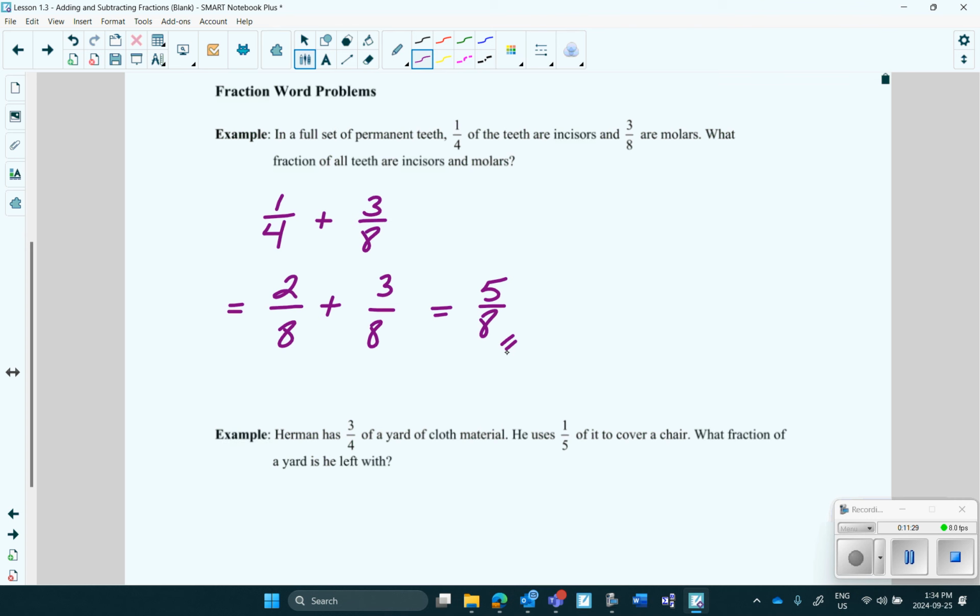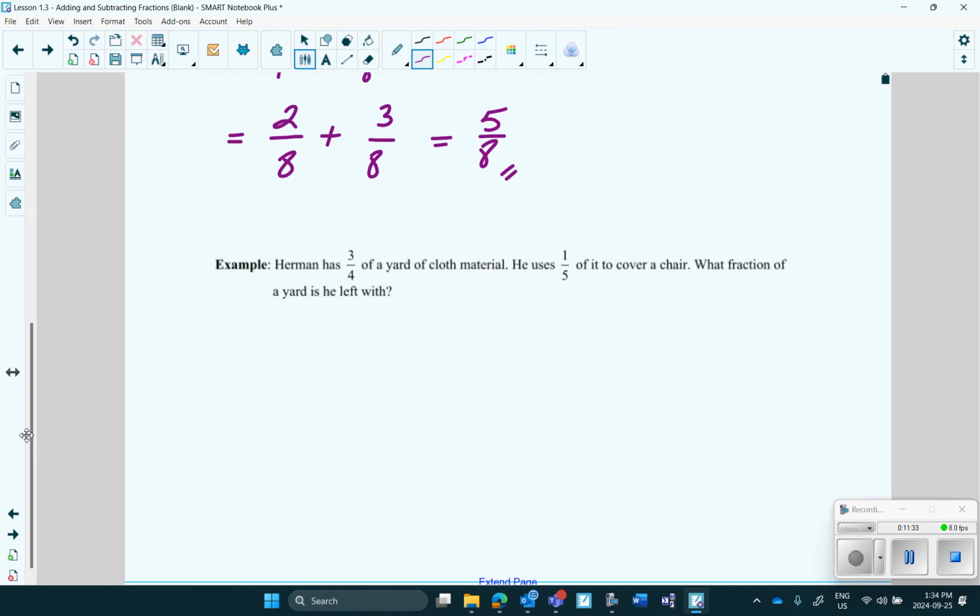Last example. Herman has 3/4 of a yard of cloth material. He uses 1/5 of it to cover a chair. What fraction is he left with? Addition or subtraction? Subtraction. Going to take the fraction he has to begin with, take away the amount that he used for the chair.